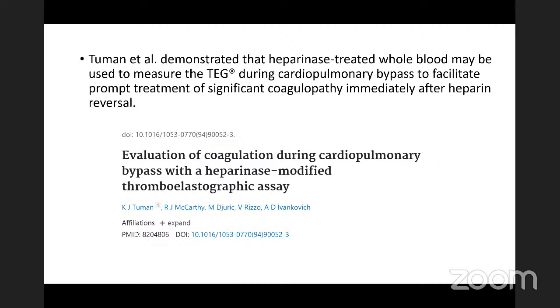This is a study done by Tuman et al. It demonstrated that heparinase treated whole blood may be used to measure the TEG during cardiopulmonary bypass to facilitate prompt treatment of significant coagulopathy immediately after heparin reversal. The study is evaluation of coagulation during cardiopulmonary bypass with a heparinase modified thromboelastographic assay.